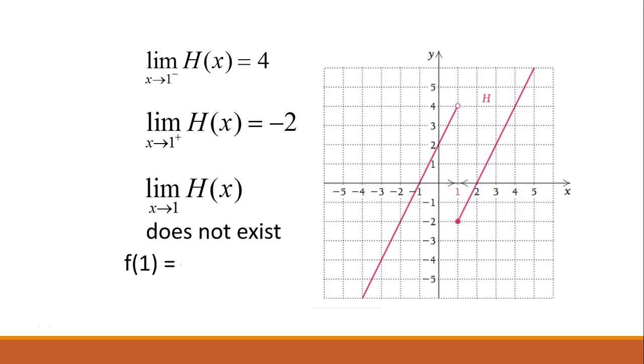Now what's f of 1? Well, f of 1 means we're looking for a point on the graph that has an x-coordinate equal to 1. And there is a point at (1, negative 2) that has an x-coordinate of 1. So f of 1 equals negative 2. So even though the limit doesn't exist, we do have a point that has an x-coordinate of 1. Remember, with limits, we're not actually reaching that x-coordinate. We are approaching it, but not reaching it. And if the limit from the left and the limit from the right are not equal to each other, then the limit does not exist.